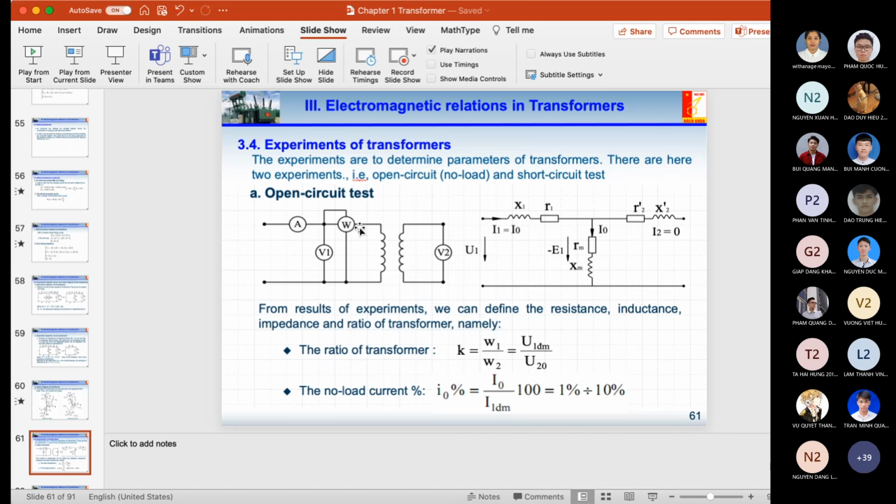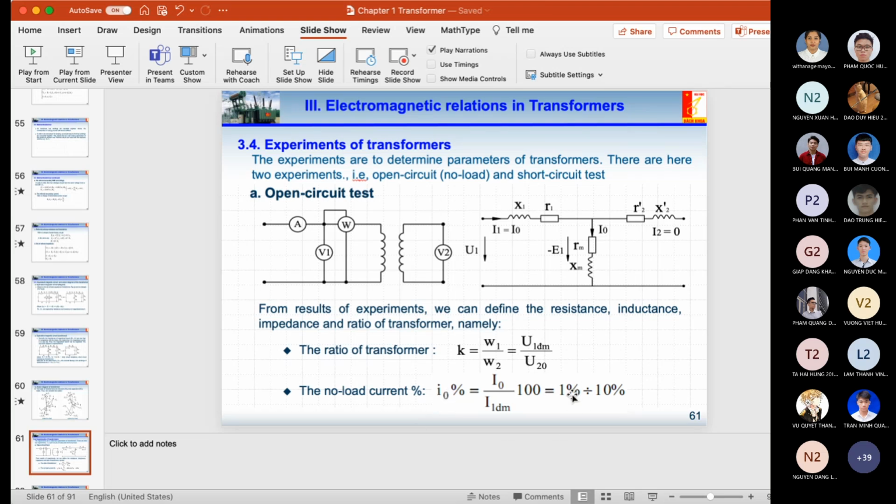After doing the experiment, you will define, for example, the ratio of the transformer. And how to define the ratio of the transformer? You have to determine the primary voltage value and the secondary voltage value. And from that, you can measure the no load current by using this expression, in percentage like this.